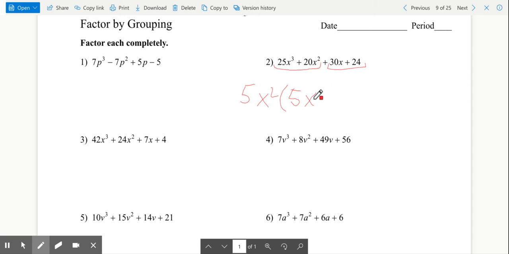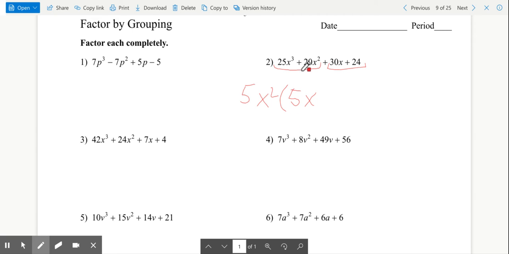To check to make sure that I've done this correctly, I can multiply it back out and see if I get this. So 5 times 5 is 25. x squared times x is x cubed. So this is correct.